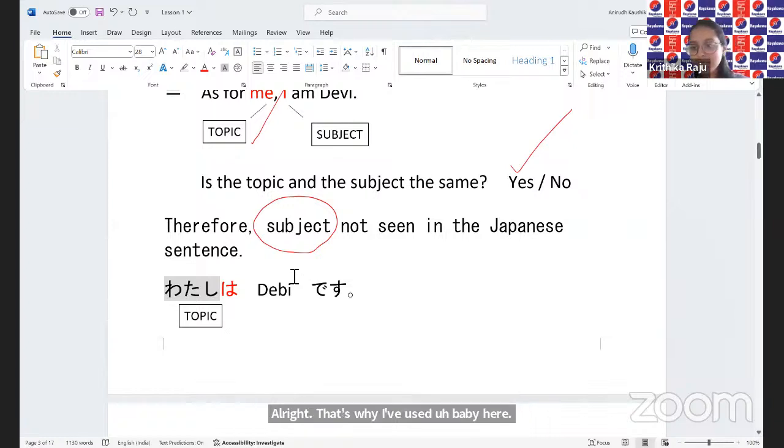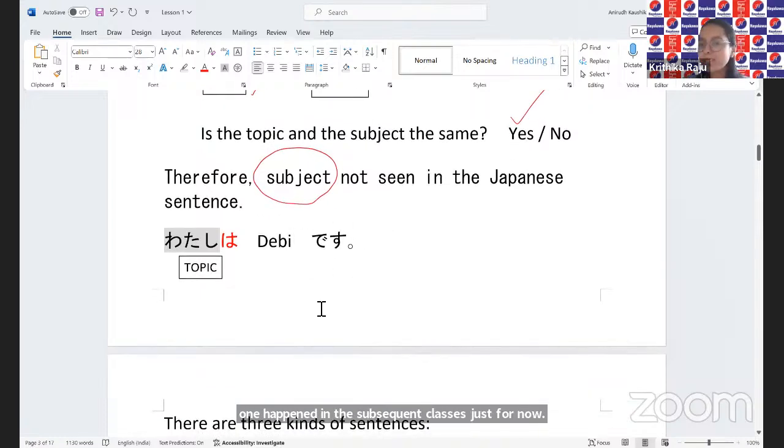This won't happen in the subsequent classes, just for now. So, watashi wa Debi desu. Now you'll ask me what this is. We'll come to that. Alright, what is it that desu means? Why is it there at the end of a sentence?